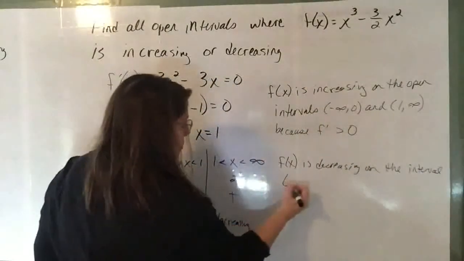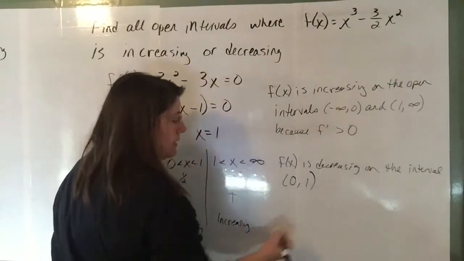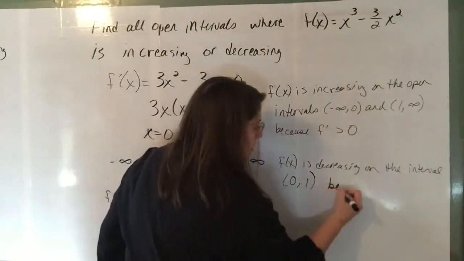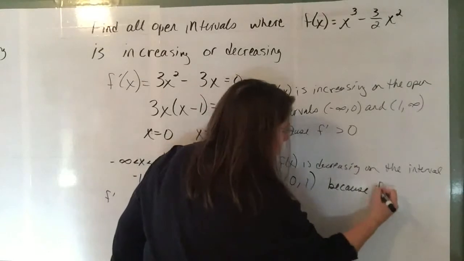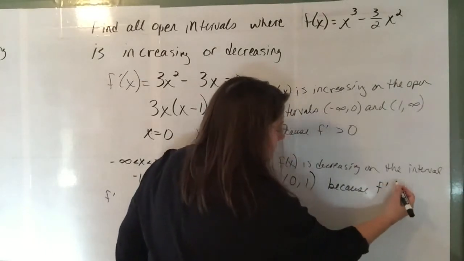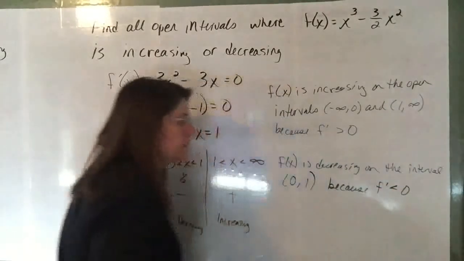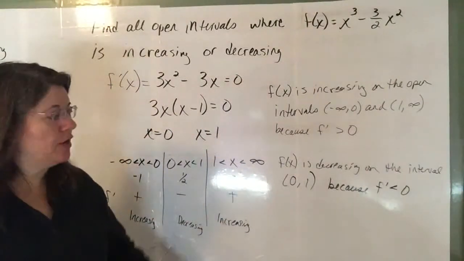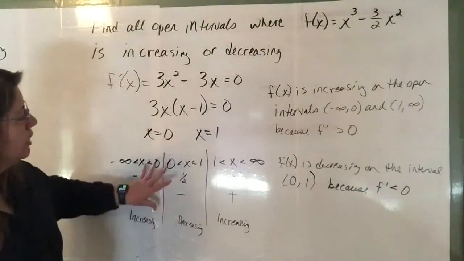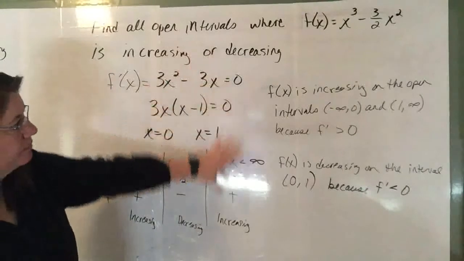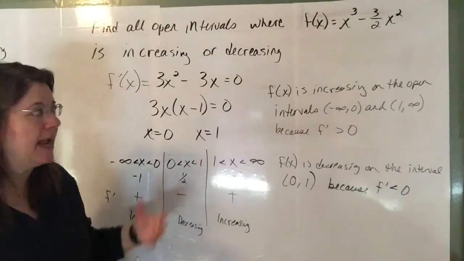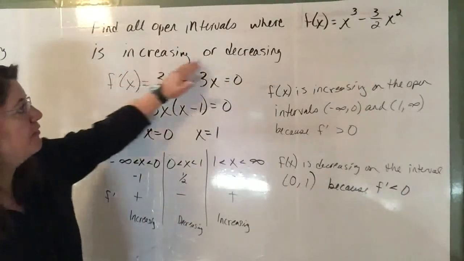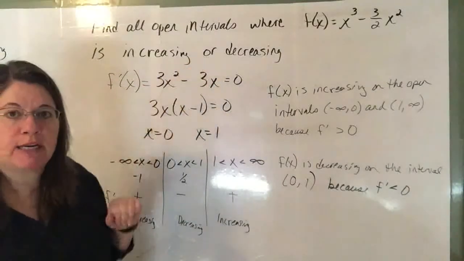So on the interval 0 to 1, because f prime is less than 0 within that interval. So there's my justification with my work to finish off that problem. I've answered the question they asked: where is this function increasing or decreasing?